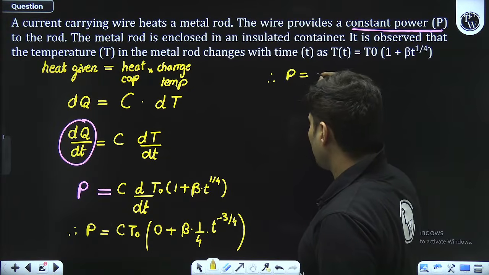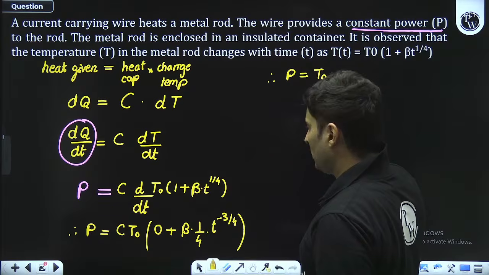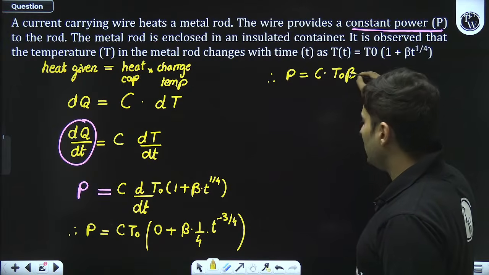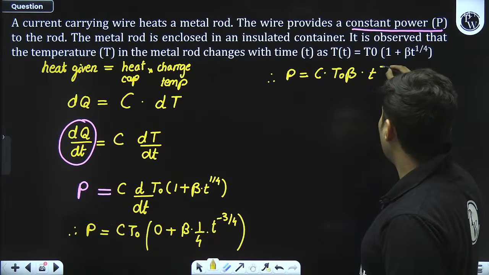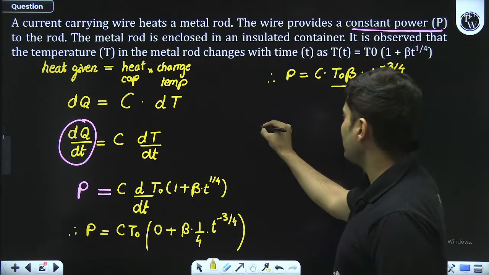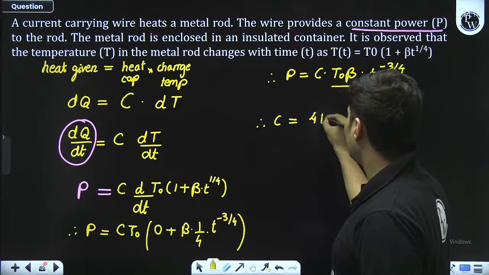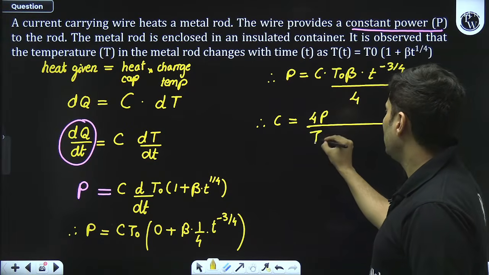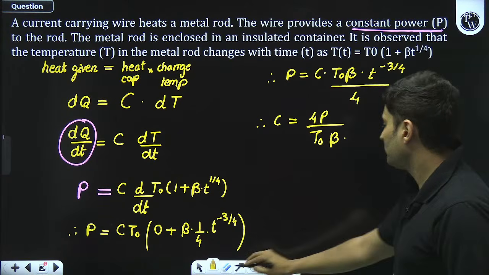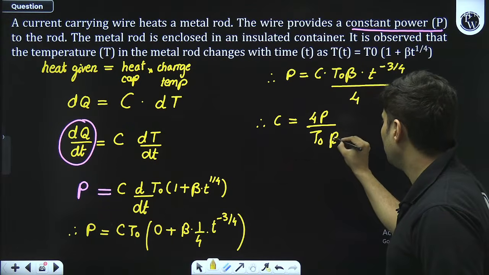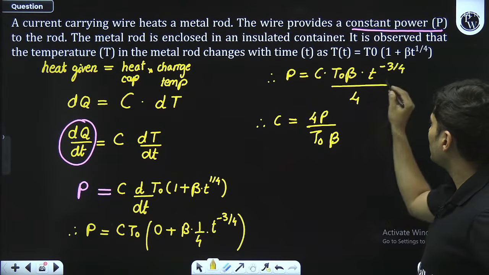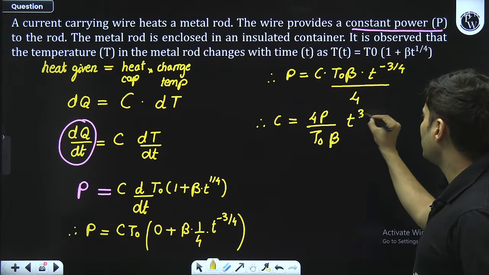So, from this, I will get P is equal to C multiplied by T naught multiplied by beta into T raised to minus 3 by 4, whole thing divided by the number 4. And I want C. So, C will be 4 times P, whole thing divided by T naught beta. T naught beta is also there. This will go on the other side and it will become T raised to 3 by 4.